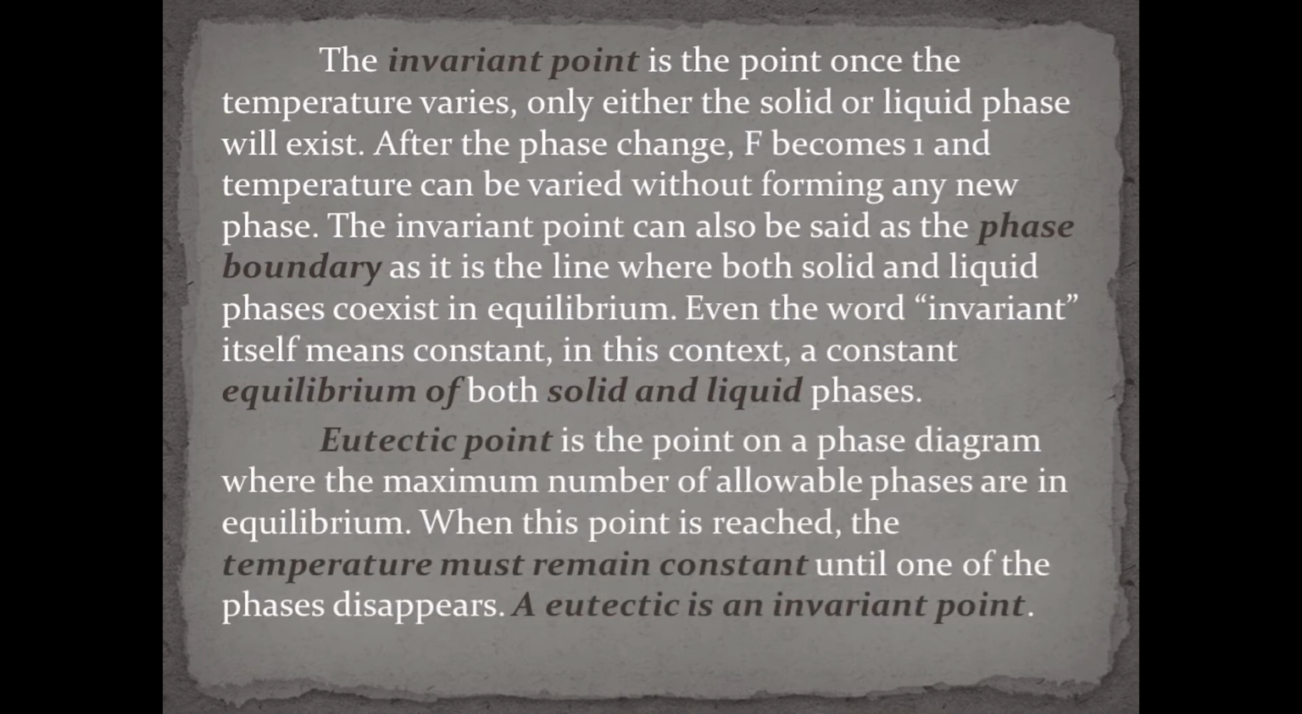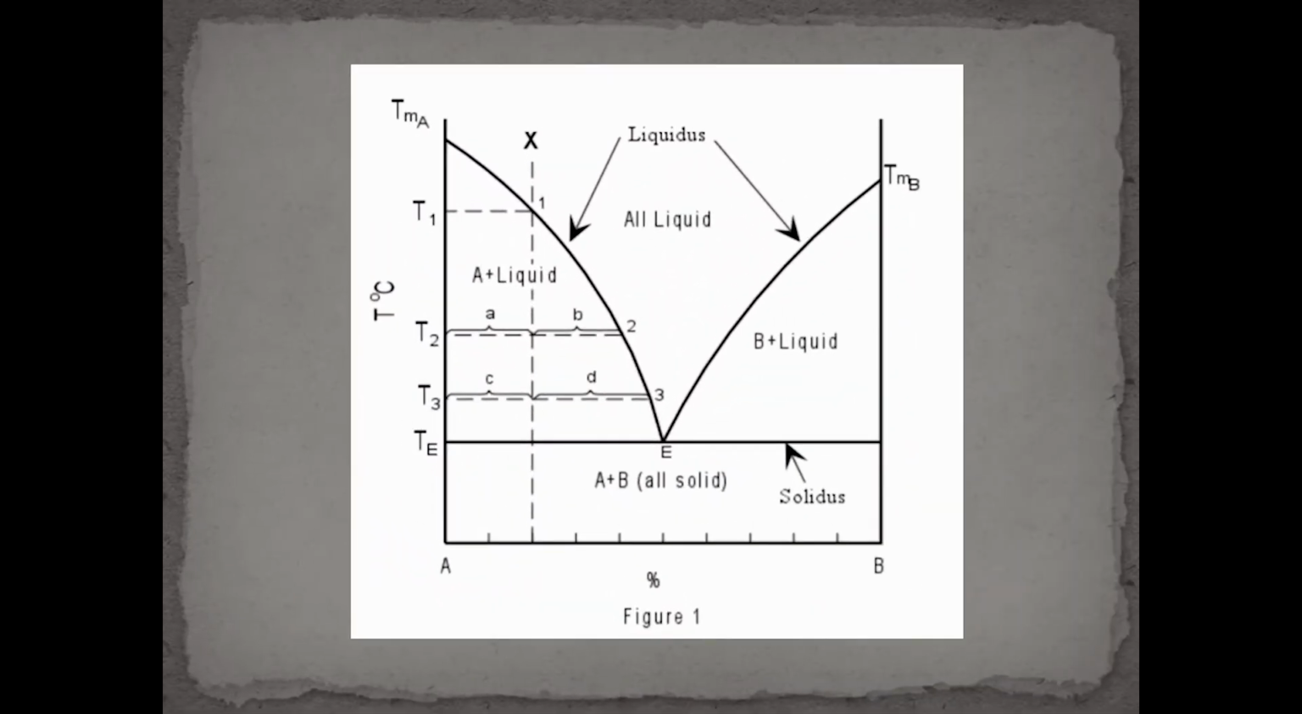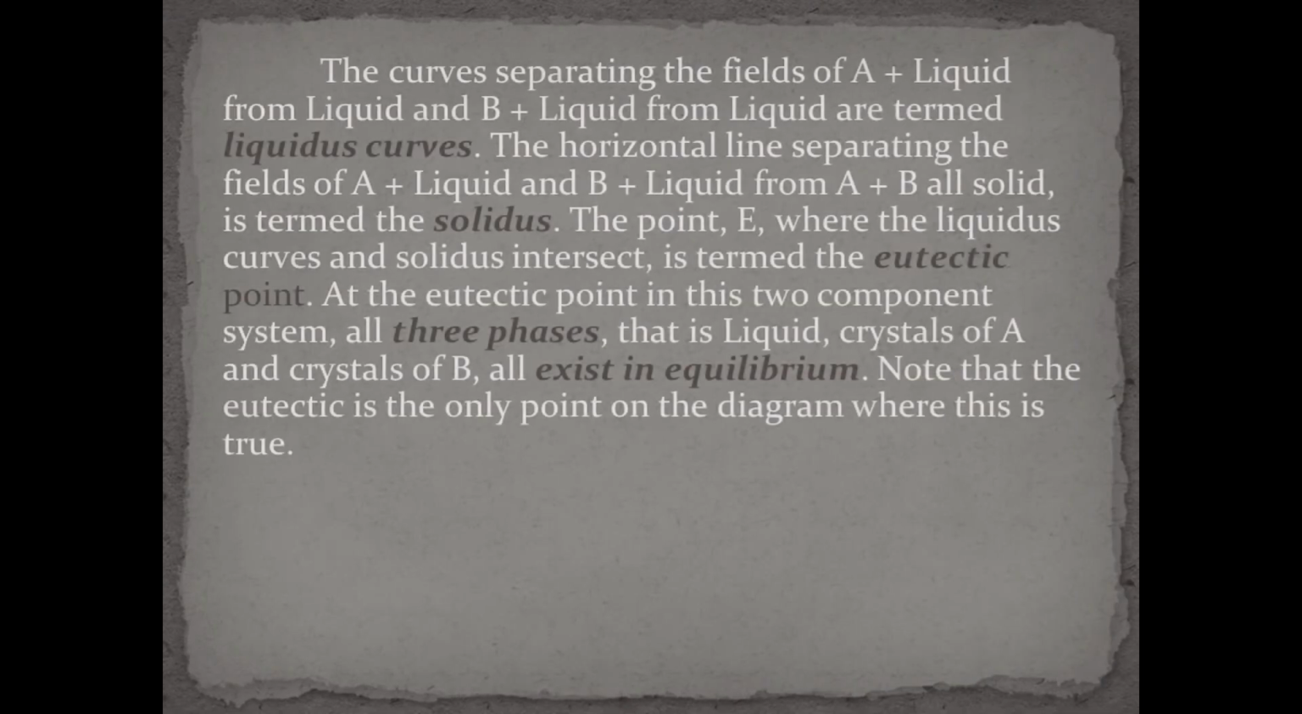Eutectic point is the point on a phase diagram where the maximum number of allowable phases are in equilibrium. When this point is reached, the temperature must remain constant until one of the phases disappears. A eutectic is an invariant point. The curves separating the fields of A plus liquid from liquid and B plus liquid from liquid are termed liquidus curves. The horizontal line separating the fields of A plus liquid and B plus liquid from A plus B pure solid is termed the solidus.